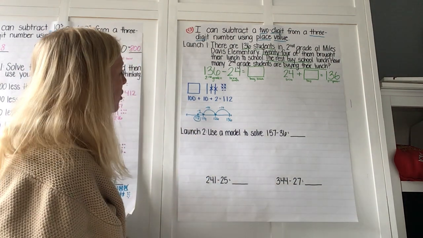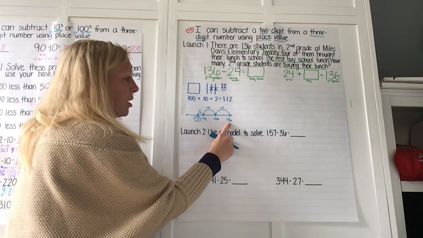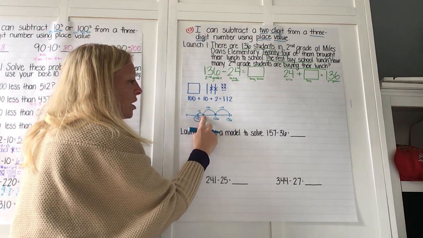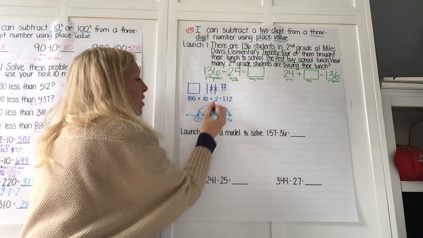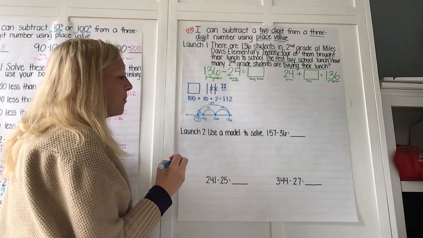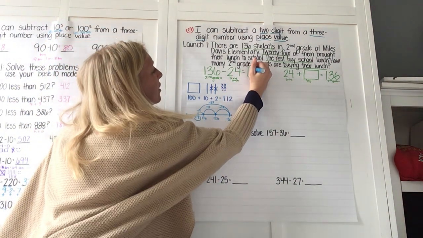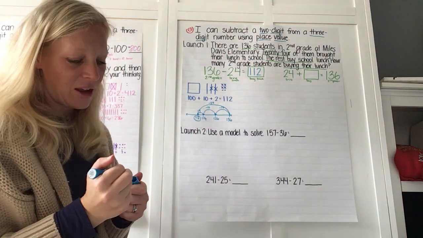So where's your 136 in this model? Where you started, okay, and then where's your 24? 10, 20, 24. And where's the answer to your problem? What does that number 112 represent? The number of students that are buying their lunch.